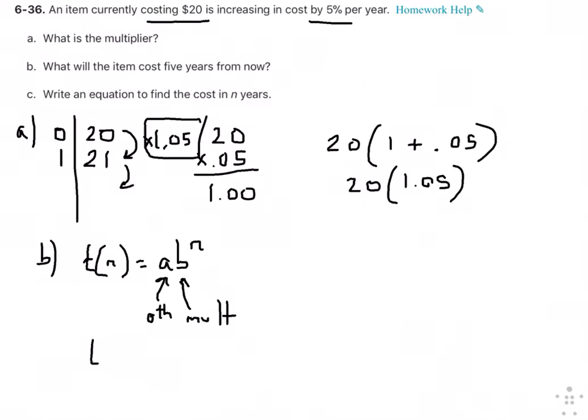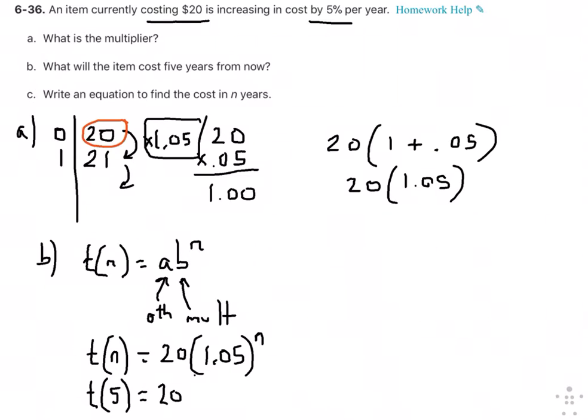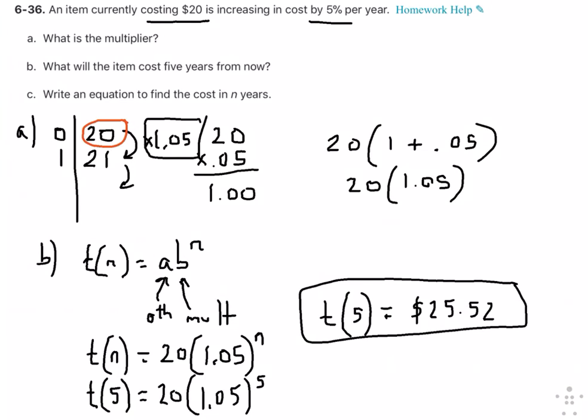So we know that the equation for this is T of n equals the 0th term. The 0th term is right here, 20, times the multiplier, 1.05, we just figured that out, to the n. So now we substitute in 5. So T of 5 equals 20 times 1.05 to the 5th, and we get T of 5, and you could use a calculator, that's fine, equals $25.52. So there's how much it costs in 5 years.